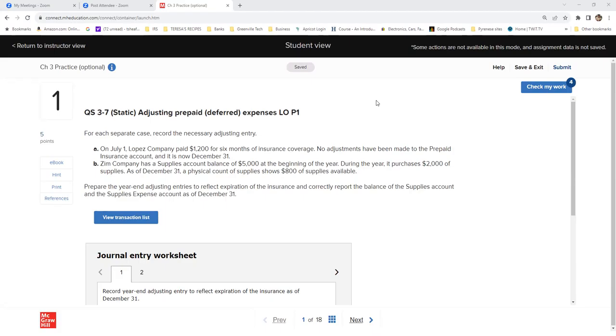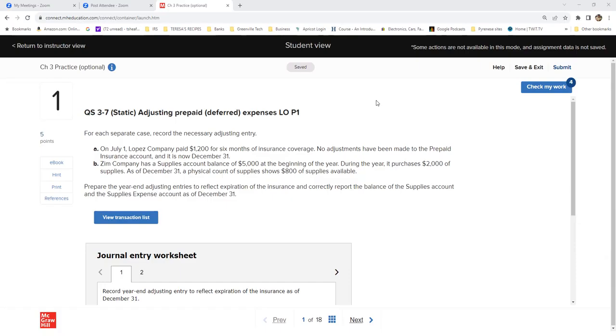First question, QS 3-7. It says Lopez Company paid $1,200 for 6 months of insurance coverage. No adjustments have been made to that account, and it's now the end of the year, December 31st. So what you have to do is look at how many months are involved, and that is 6 months. Just so happens that equally matches up between July 1st and December 31st. So we're going to make an adjustment for the full amount.